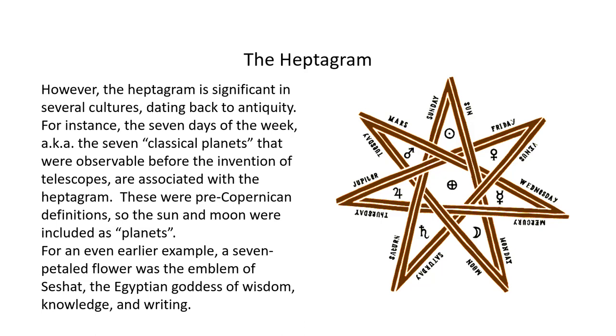For instance, the 7 days of the week, also known as the 7 classical planets that could be observed before the invention of telescopes, are all associated with the heptagram. These were pre-Copernican definitions of the planet, so the sun and the moon were included. For an even earlier example, a 7-petaled flower was the emblem of Seshat, the Egyptian goddess of wisdom, knowledge, and writing.